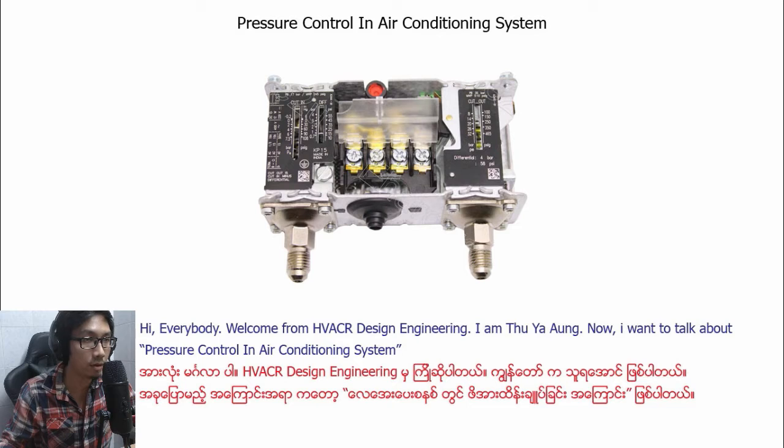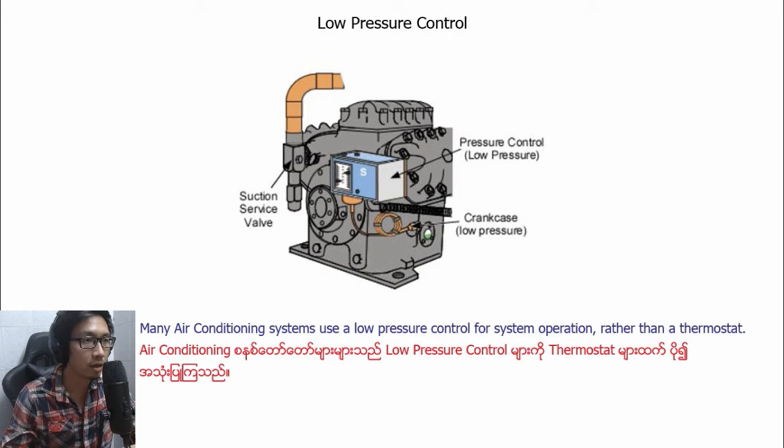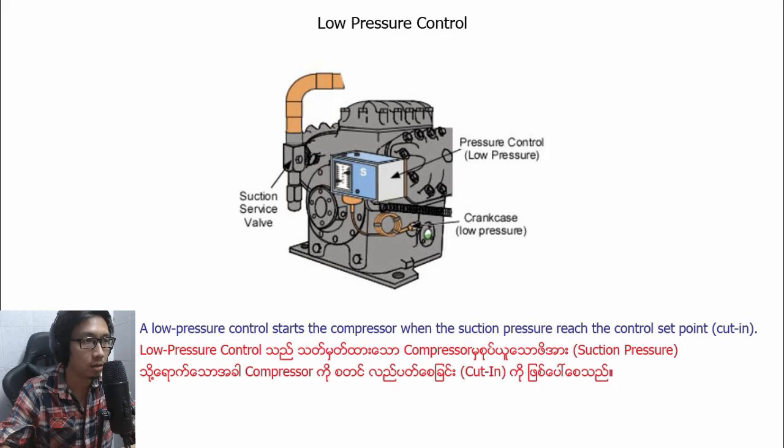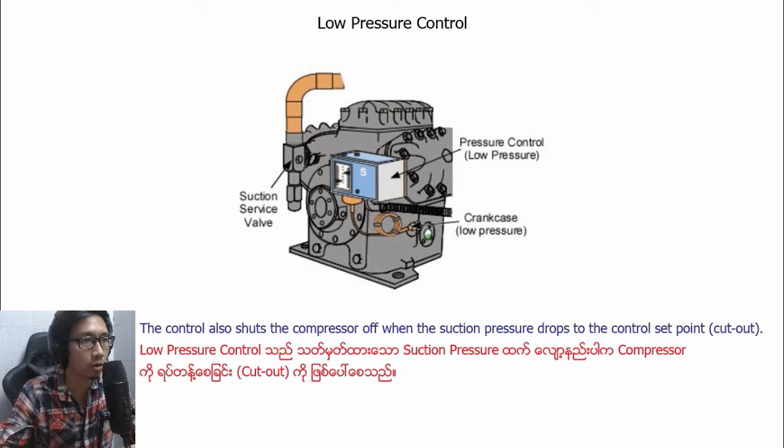Now, I want to talk about pressure controlling air conditioning systems. Many air conditioning systems use a low pressure control for system operation rather than a thermostat. A low pressure control starts the compressor when the suction pressure reaches the control setpoint, called cut in. The control also shuts the compressor off when the suction pressure drops to the control setpoint, called cut out.